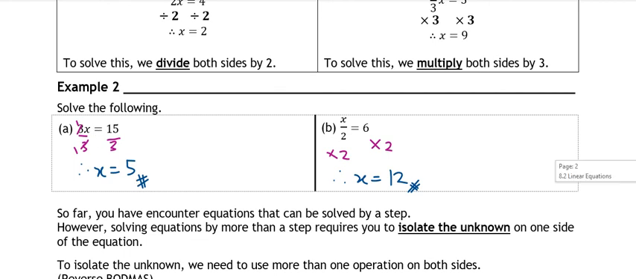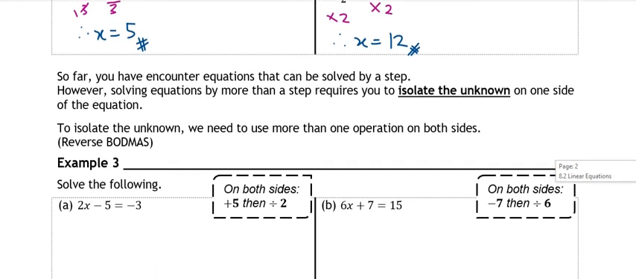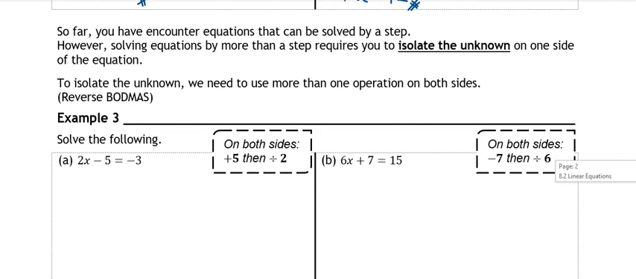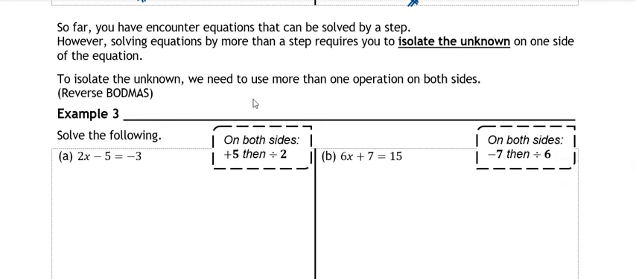So far, you have encountered equations that you can solve in one step. Now, what if you require more than one step? When you are solving an equation that requires more than one step, you have to isolate the unknown. So we need to use more than one operation.